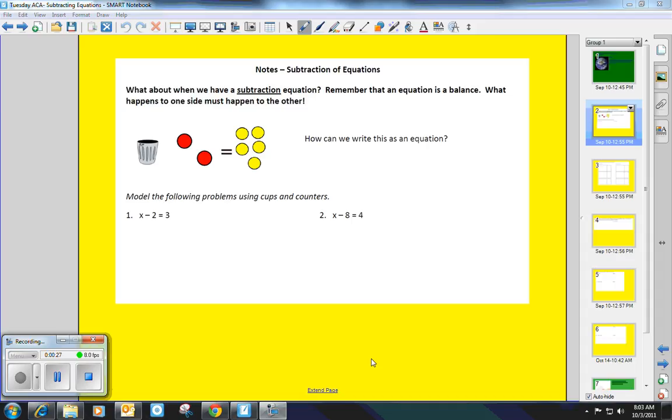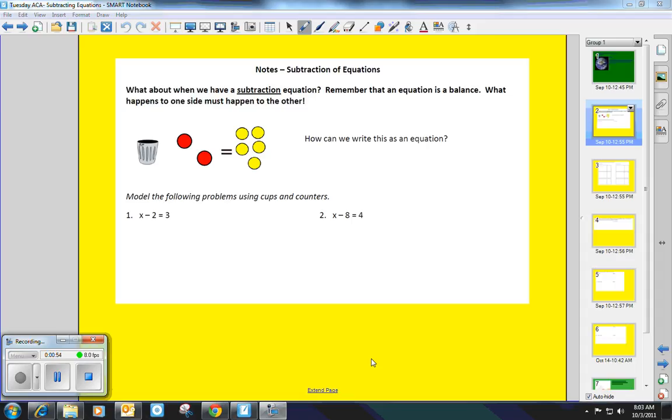All right, remember that our equation is a balance. If we do something to the left side of the equation, we have to do the same thing to the right side of the equation. Just as if you had a real scale, a real balance, and you took a pound of weight away from the left side, now it would lean to the right. So we have to take a pound away from the right side so that our scale will even out again, or our balance will even out again.